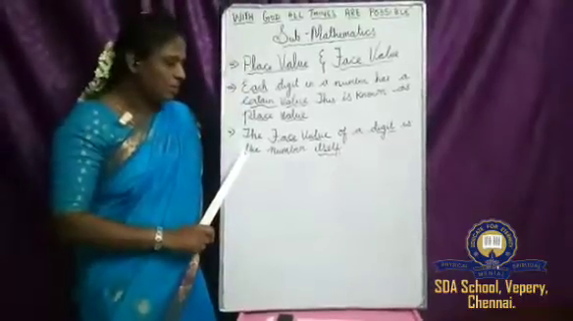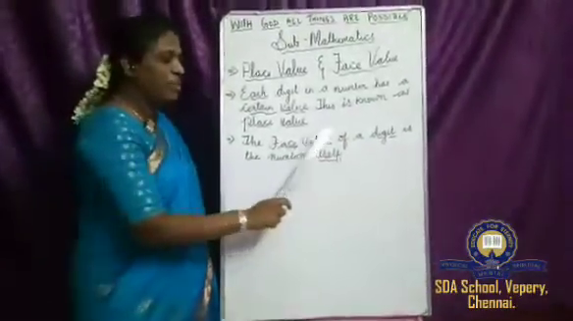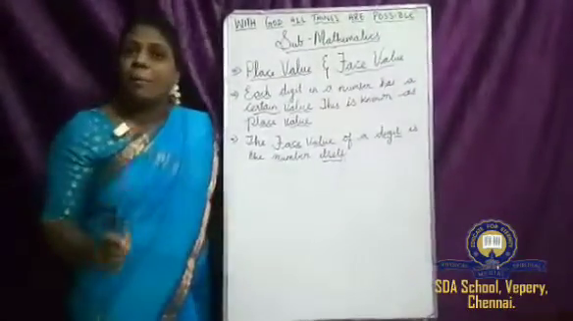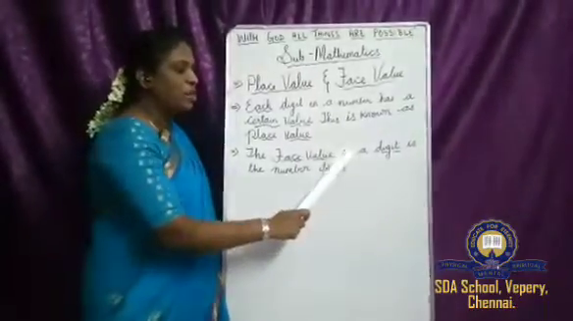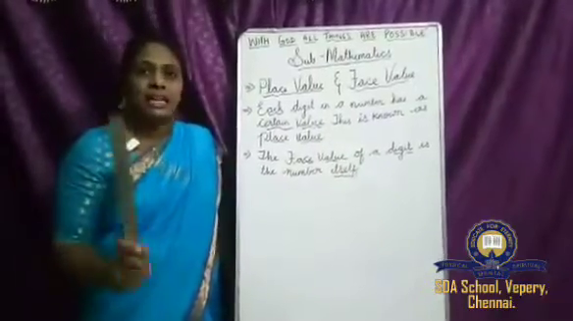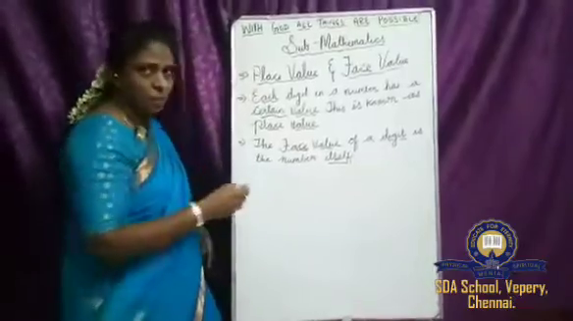Now let us come to this. What do you mean by face value? The face value of a digit is the number itself. Let us look at some examples, okay?